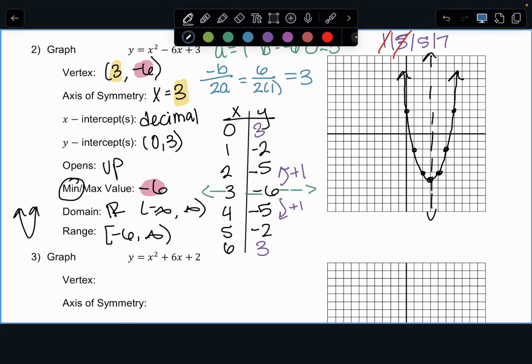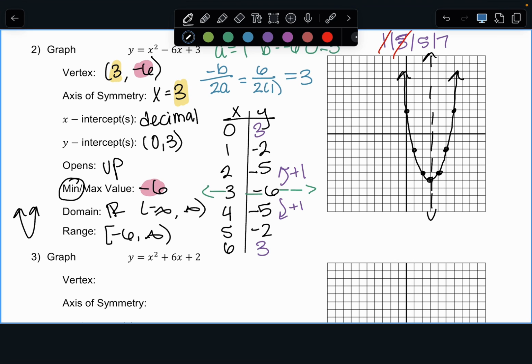Negative b divided by 2a, right? That's how you got 0, it's negative b over 2a. But once you plug in 0 back into here, you get y. Oh, yeah, to get my y, but 0 for x is perfect. Okay, yeah.